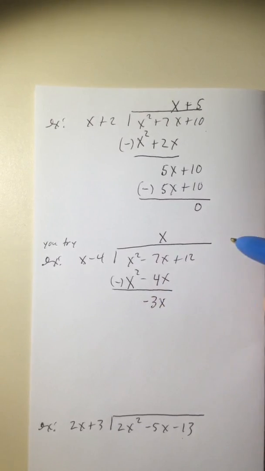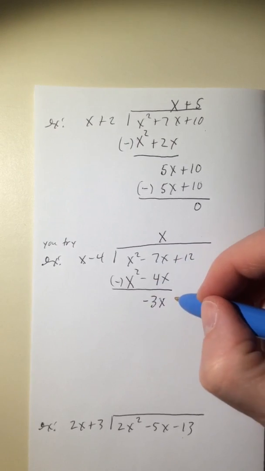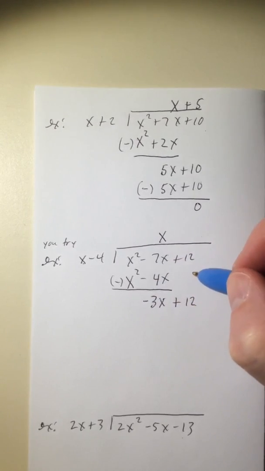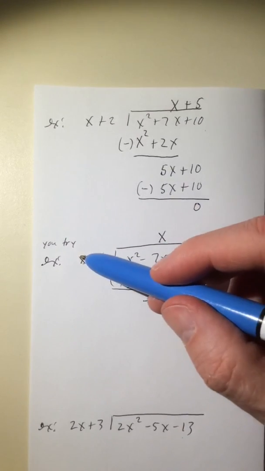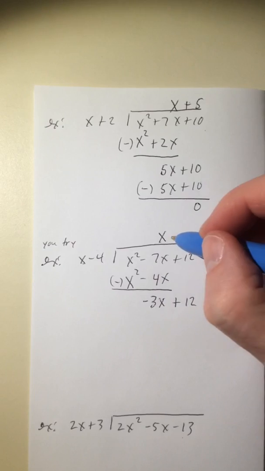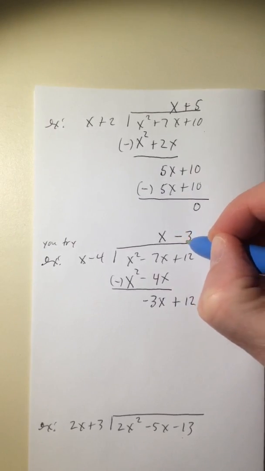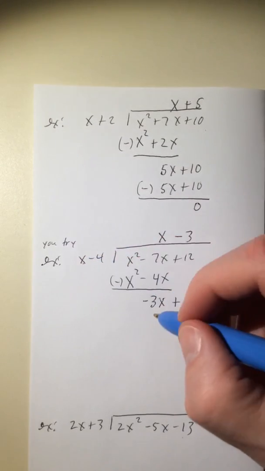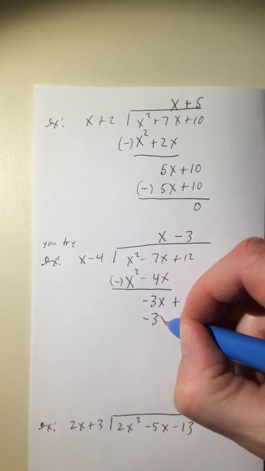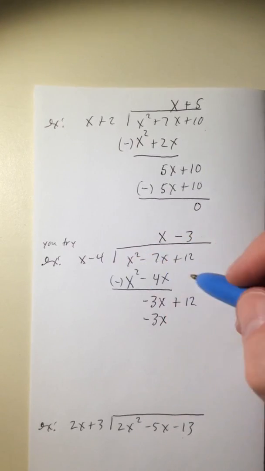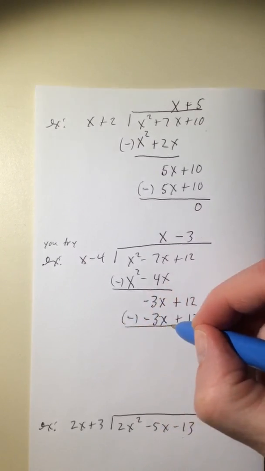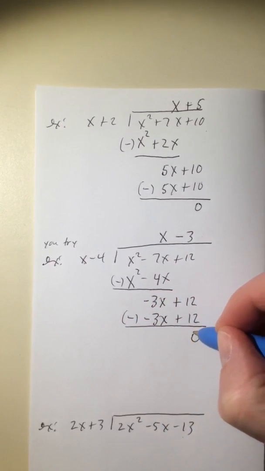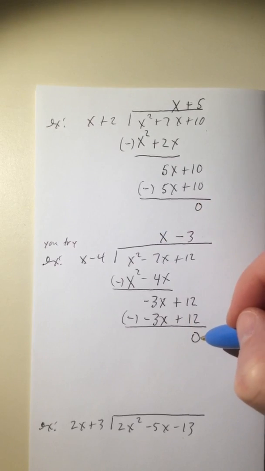Some of you may have gotten tripped up right there. That's a little bit of trickiness. And then we bring down the next bit, which is the 12. And then, again, we just go through the same process. x times what makes negative 3x, and of course that's minus 3. So negative 3 times x is negative 3x, and negative 3 times negative 4 is plus 12. And as we can plainly see, when we subtract something from itself, the remainder is 0.